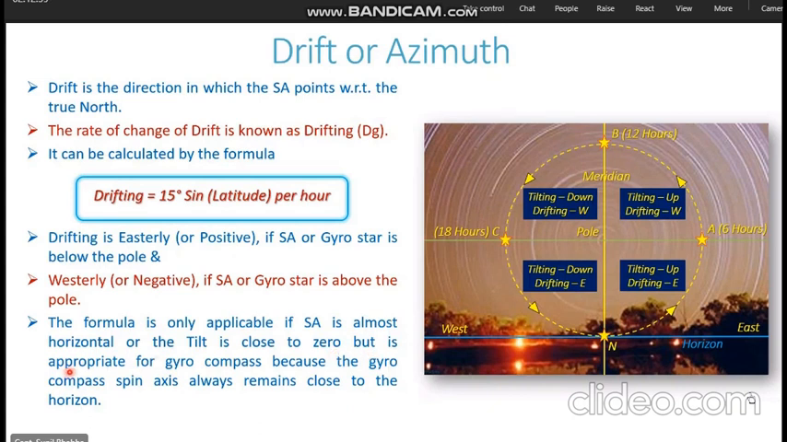But in our case, this limitation does not affect us. It is appropriate for gyro compass because the gyro compass is designed in such a way that the spin axis always remains close to the horizon. So we cannot use this formula to find the drifting of the star throughout its motion, but it is appropriate for us for the purpose of a gyro compass.